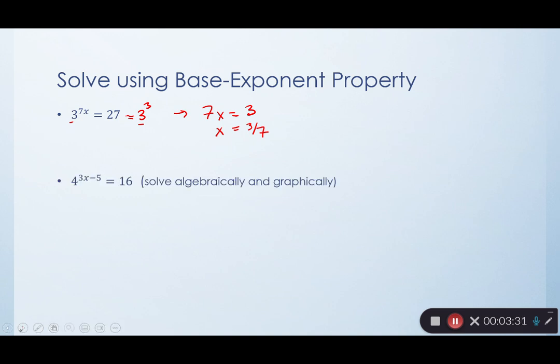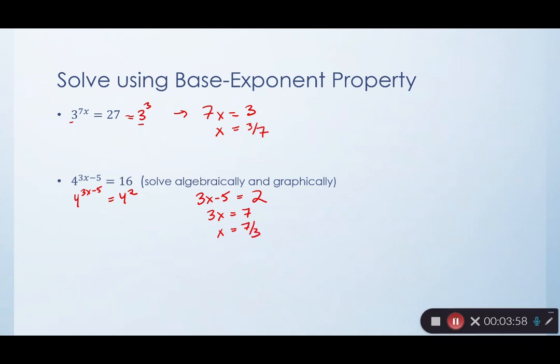So this one, 4 to the 3x minus 5 is equal to 16. We look at 16 and say, hey, I know that 16 is 4 squared. And so then 3x minus 5 has got to equal 2, right? The exponents have to equal each other. And now it's just a plain old algebra problem, so I'll add 5 to both sides and divide by 3.